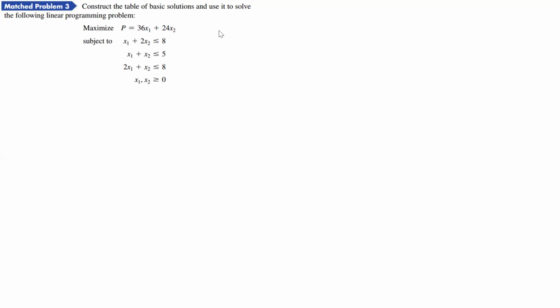So first things first, let's convert this to the E system, because again, this is our I system. So the E system is going to be x1 plus 2x2 plus s1 equals 8, and then x1 plus x2 plus s2 equals 5, and 2x1 plus x2 plus s3 equals 8. And so that's going to be what we have for our table.